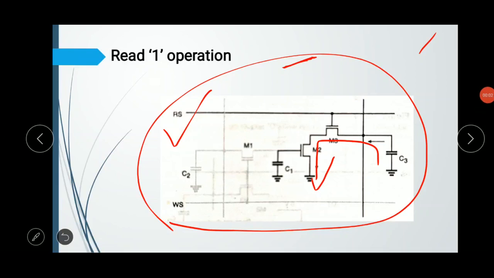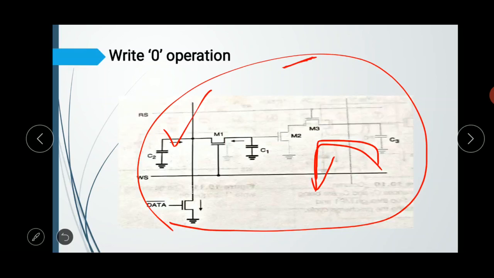or we can say M2 and M3 create a conducting path between the data read column capacitance C3 and the ground. So in this way it starts to discharge. The capacitance C3 discharges through M2 and M3, and the falling column voltage, meaning a decrease in column voltage, is interpreted by the data read circuitry as stored logic 1, meaning it reads logic 1.